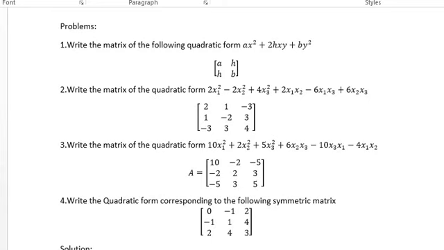Now the second element in the first row will be half the coefficient of xy, half the coefficient of x into y. That is 2h by 2, which is equal to h. So the first row becomes: the first element is a, the second element is h.